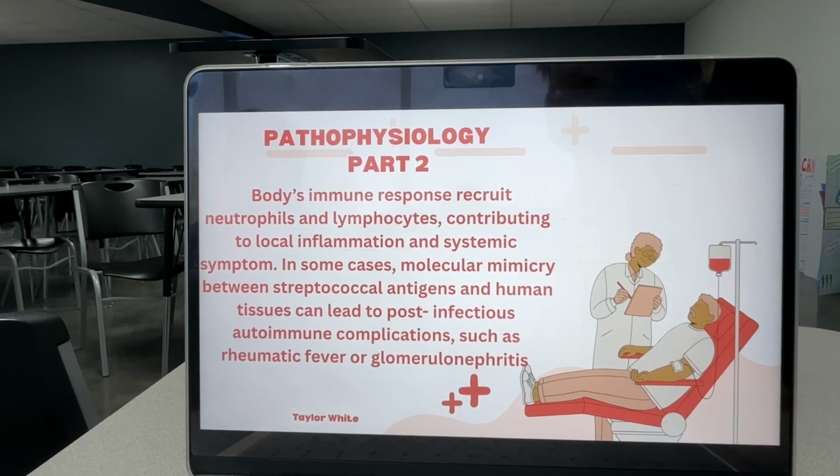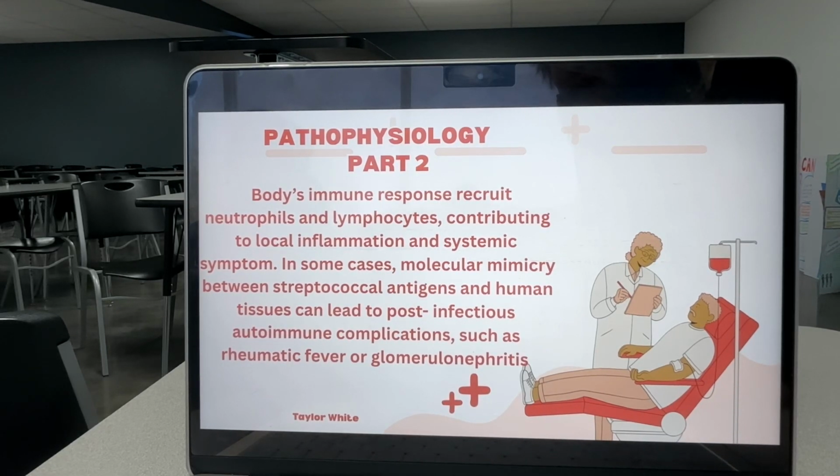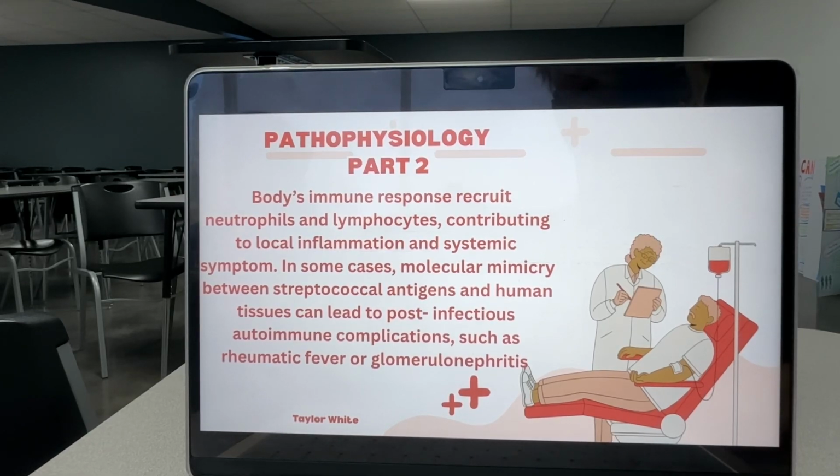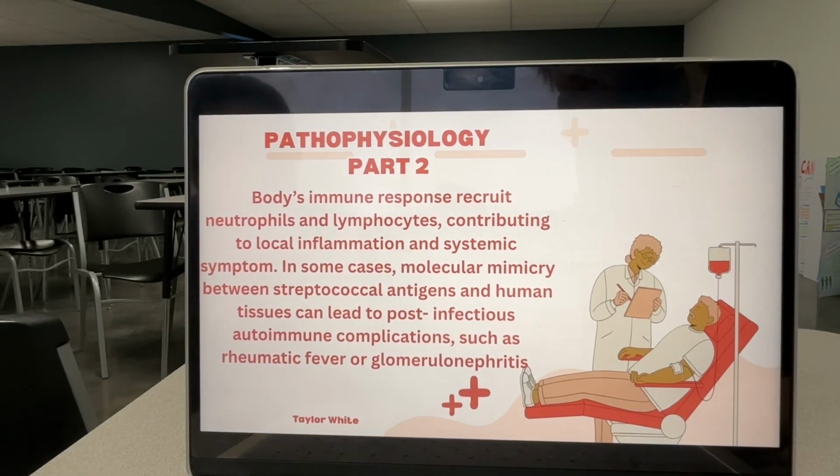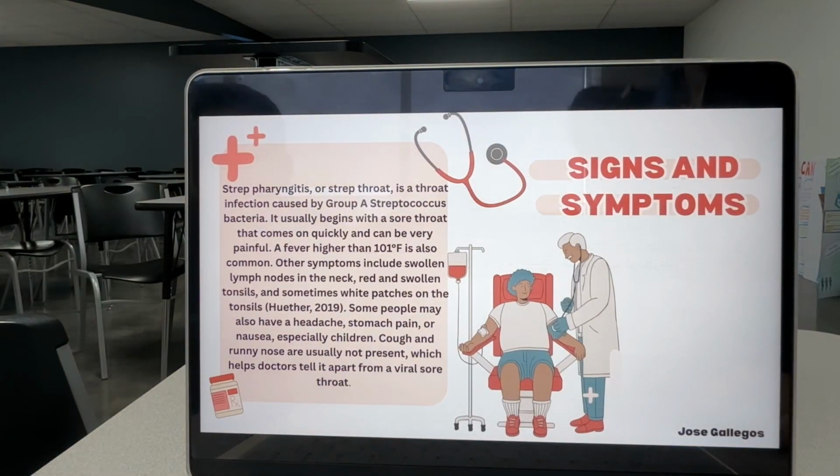In some cases, molecular mimicry between streptococcal antigens and human tissue can lead to post-infectious autoimmune complications such as rheumatic fever or glomerulonephritis. Signs and symptoms.